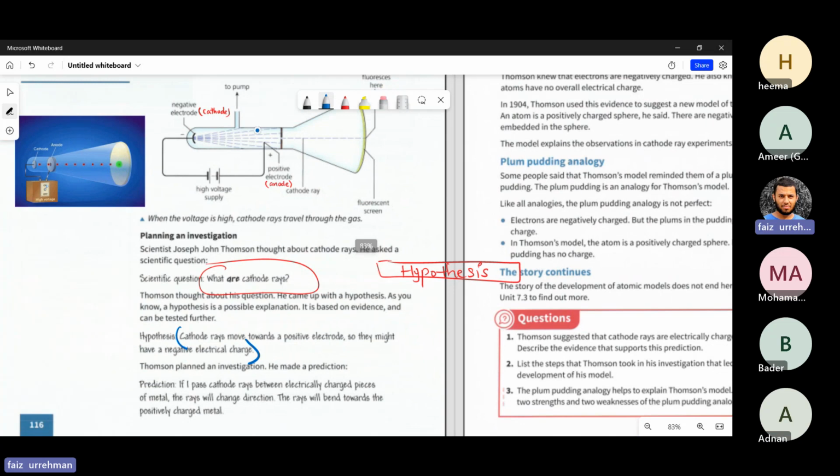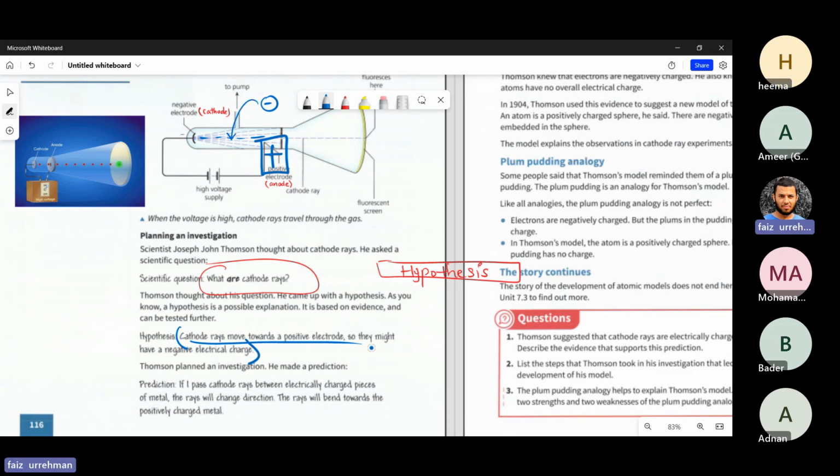Look, these rays are coming out from this metal portion, this electrode. Now, they are coming towards the positive one. So, if something is coming towards a positive thing, it means what? That thing itself should be negative. So, the cathode ray should be negative. This was his assumption, his hypothesis. That's what is mentioned here.